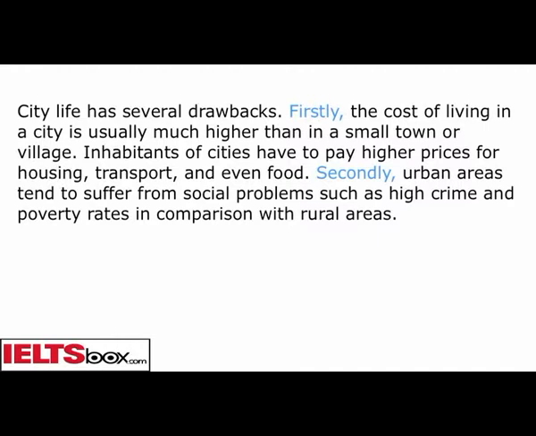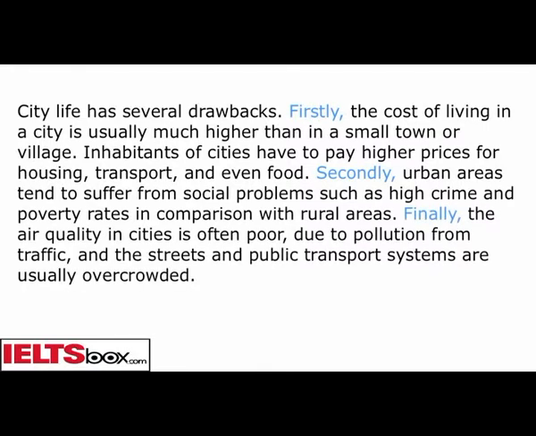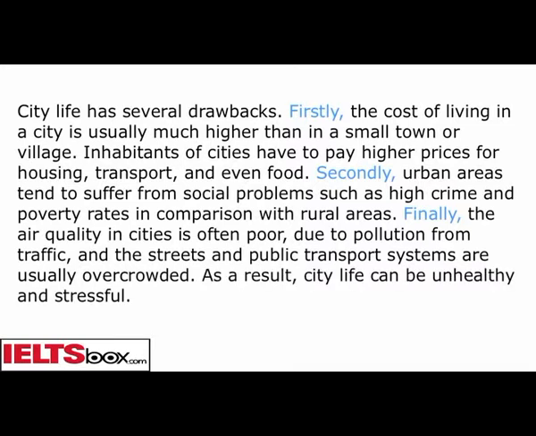Here's my final point. Finally, the air quality in cities is often poor due to pollution from traffic, and the streets and public transport systems are usually overcrowded. There are two ideas in this sentence: poor air quality and overcrowding. The last sentence explains the result of these two problems. As a result, city life can be unhealthy and stressful. So, I've written 93 words. If you could write 2 paragraphs like this, plus an introduction and conclusion, you would easily have 250 words.